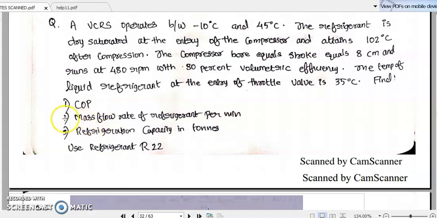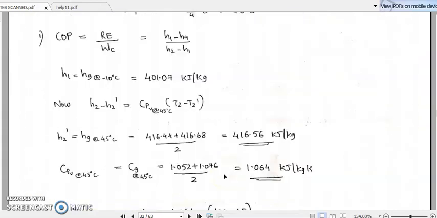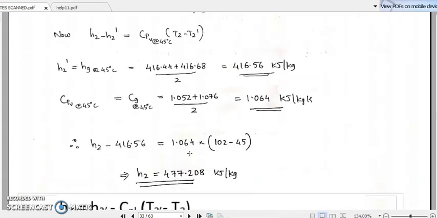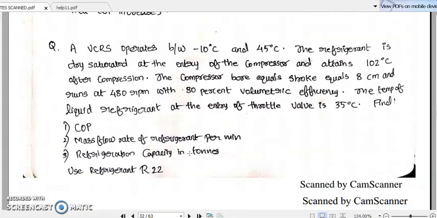Now we need to solve the second part of the question, that is the mass flow rate of the refrigerant per minute. How can we solve the mass flow rate of the refrigerant per minute? Now let us try to move on to that. How can we solve this mass flow rate of the refrigerant?